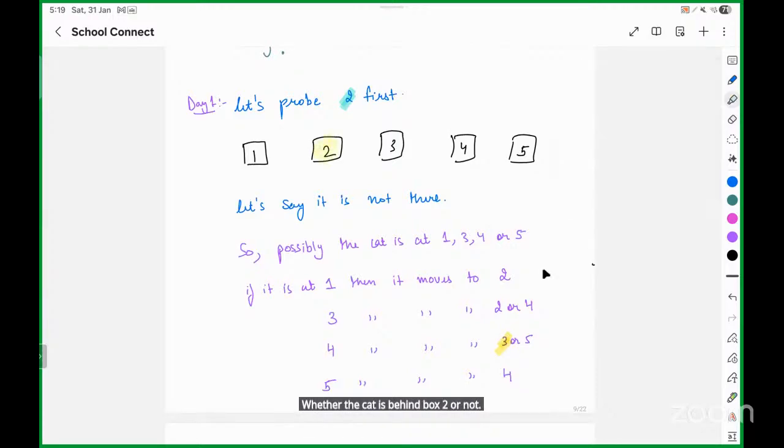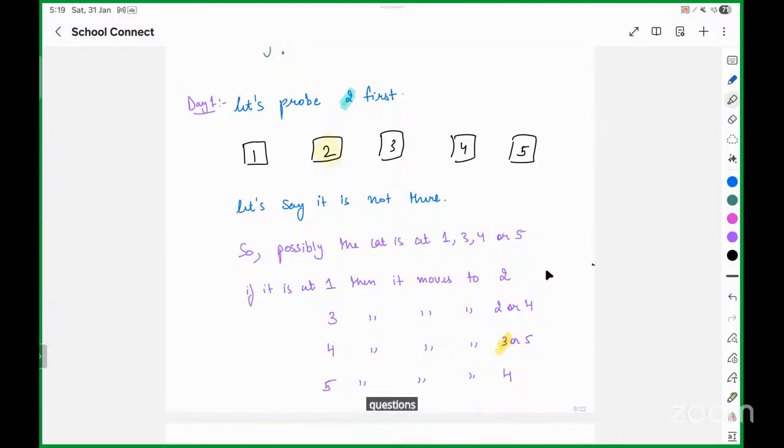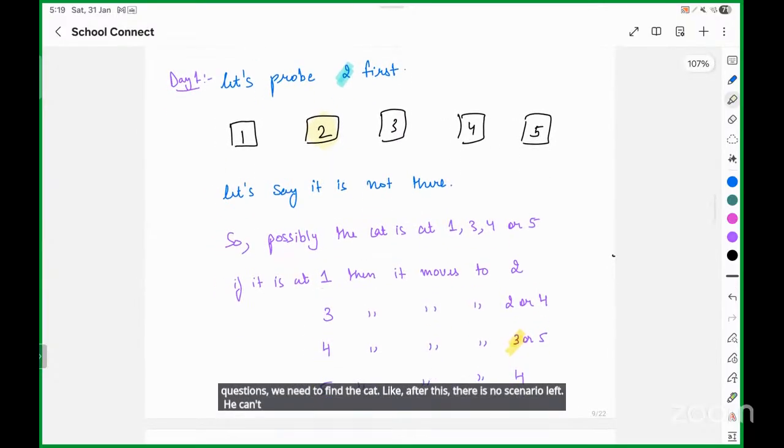So this we are asking. And for the worst case, we don't want to find the cat in the first scenario. So we want to find how many questions we need to find the cat, like after this, there is no scenario left where we can't find the cat.